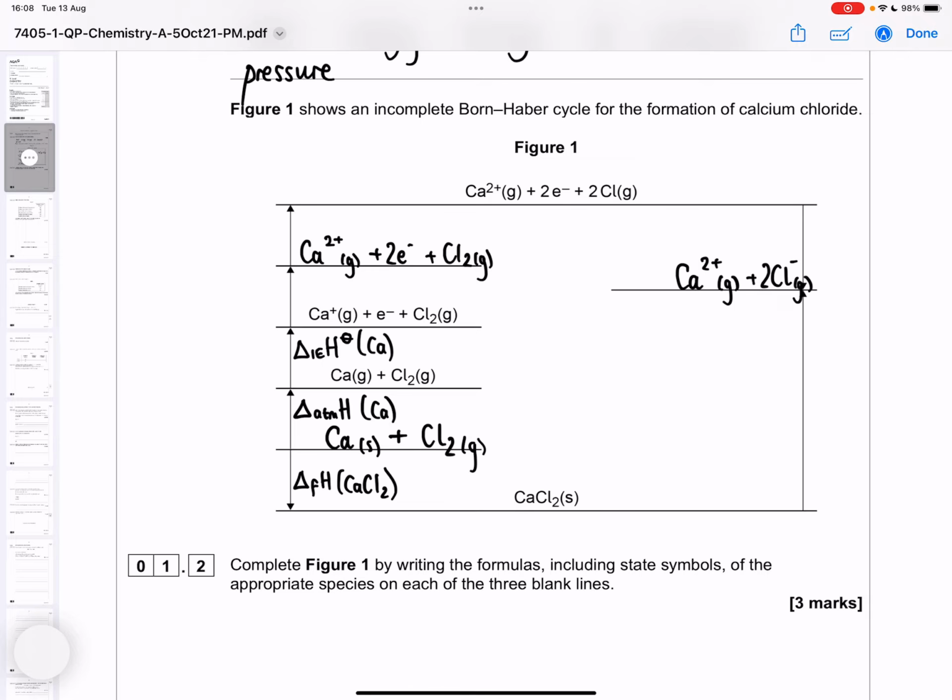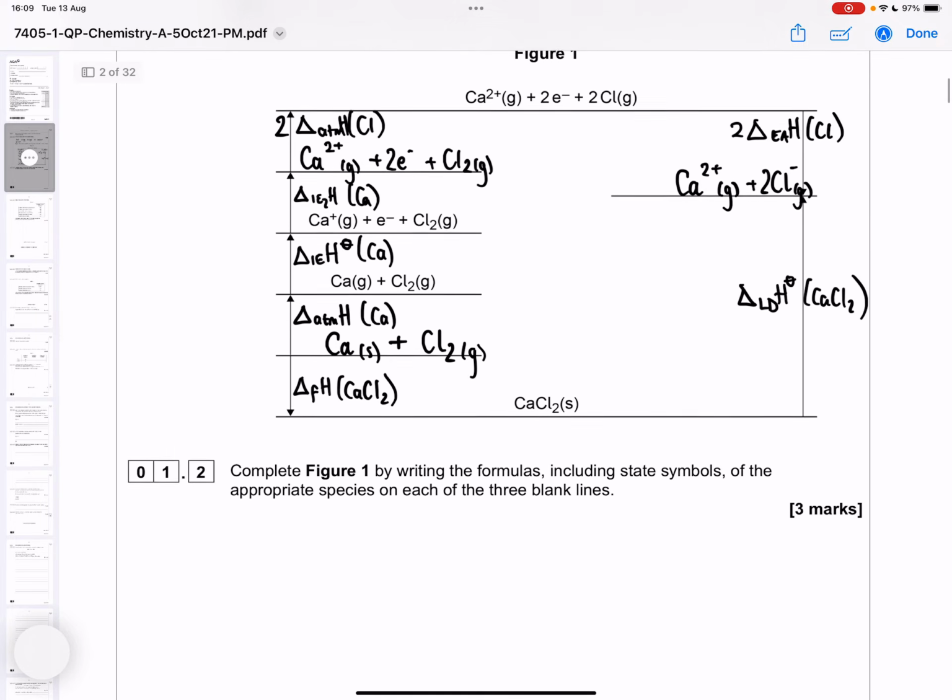If we were to continue labeling the changes, here we've done the second ionization energy of calcium, and here we've done the atomization of chlorine. And then on this side we would have 2 times the electron affinity because we've got 2 chlorines. This would be 2 times the atomization as well. And then here, because the arrow's pointing up, it's lattice dissociation, breaking the lattice, not formation of calcium chloride.